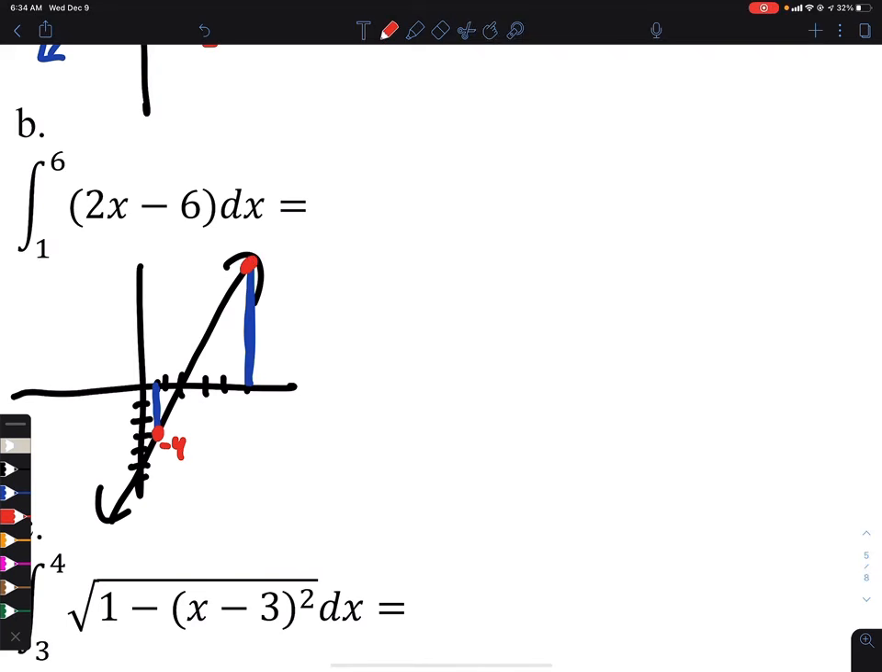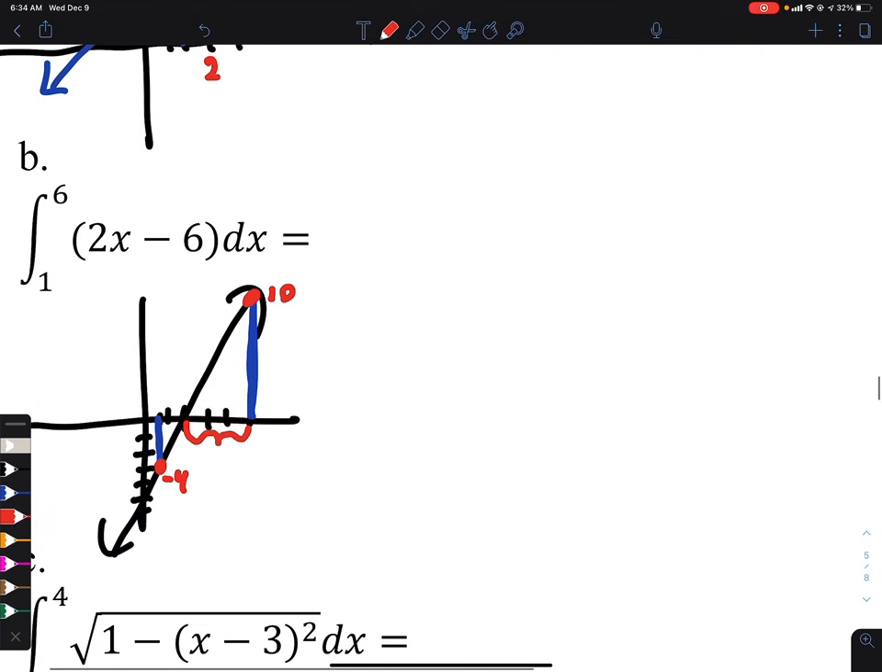And we want to know the value there. So we plug in 6. 12 minus 6 is 10. So that's going to be 10. Now I know this equals 0 at 3. So that's going to be 3. So this is 3 to 6. So the width of that triangle is 3. And the width of this triangle is 2.